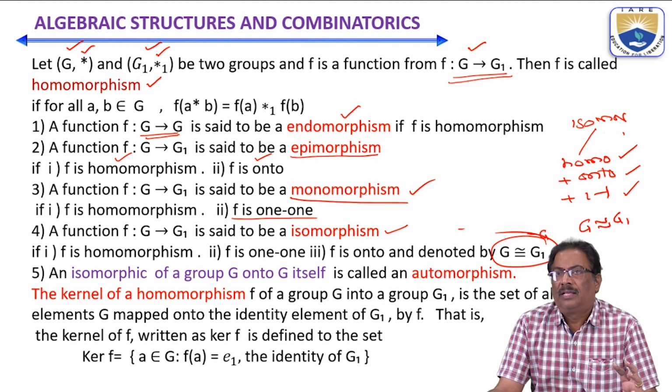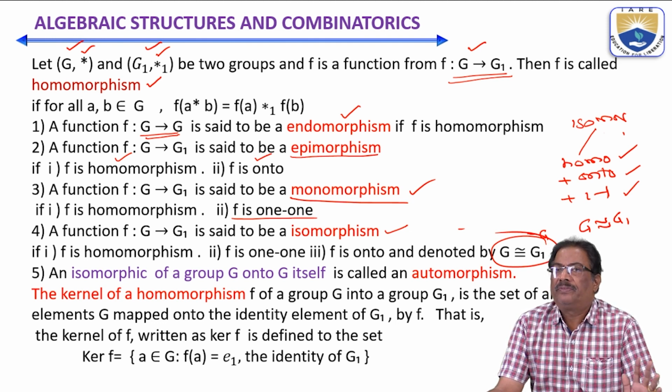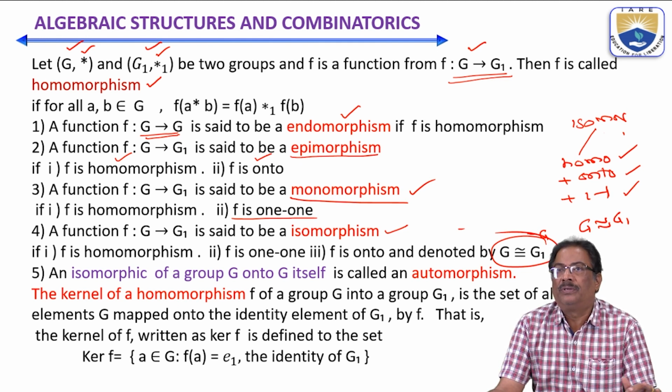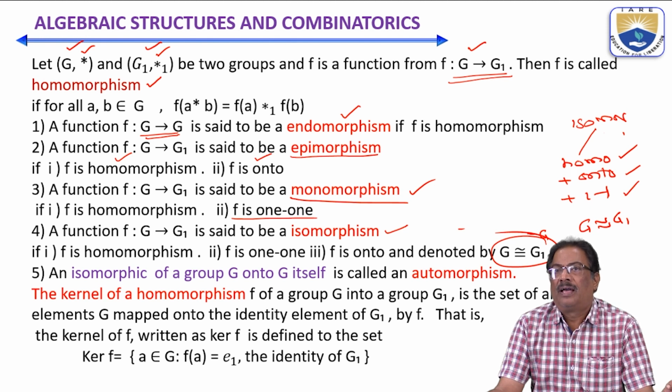If the mapping is from G to itself and it is a homomorphism, we call it an endomorphism. If F is a mapping from G to G1 and it is a homomorphism and onto, it is known as an epimorphism. If it is a homomorphism and one-to-one, then it is a monomorphism. If it is a homomorphism, one-to-one and onto, then it is known as an isomorphism.